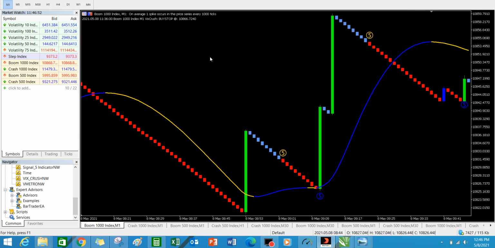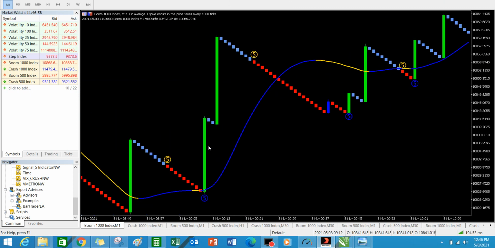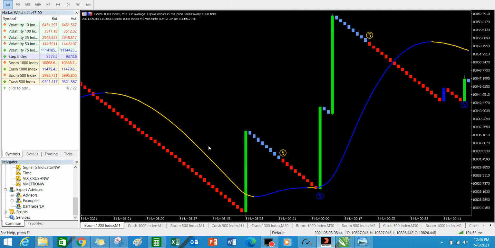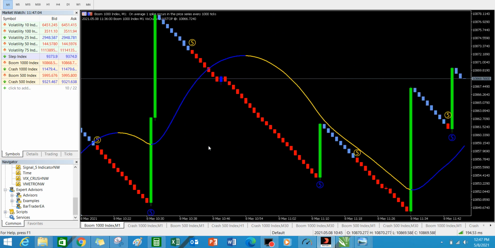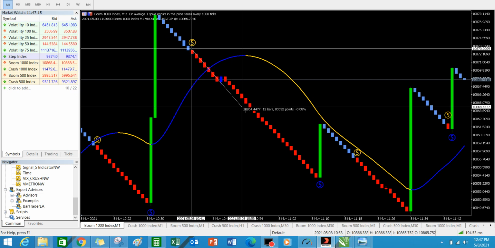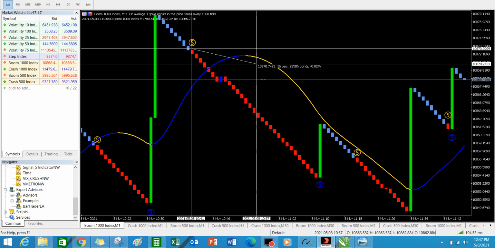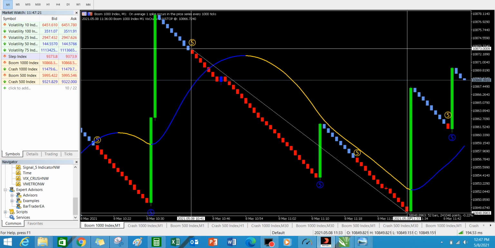At the moment, I'm looking at Boom 1000, and I'm using the signal indicator to do my analysis. It is mostly on an uptrend, more of an uptrend than a downtrend, even though it is trying to pull back a bit. It pulled back here after getting to this resistance level. We got a sell signal and it broke the line from here, and the line also changed from blue to yellow, which brought it down to this level.